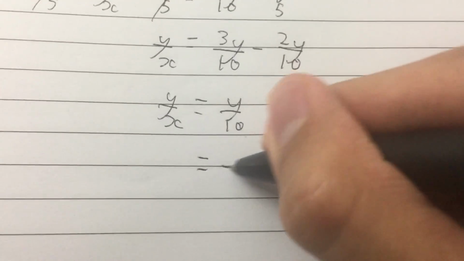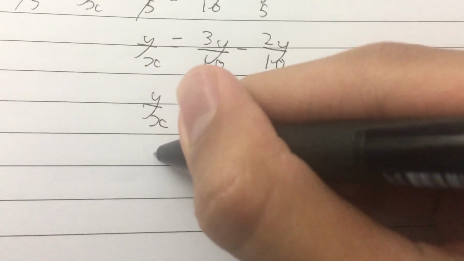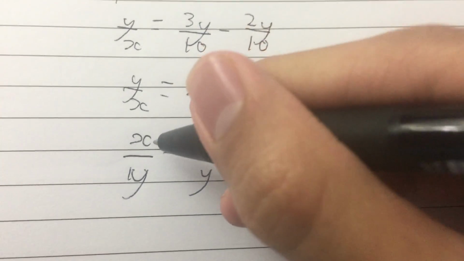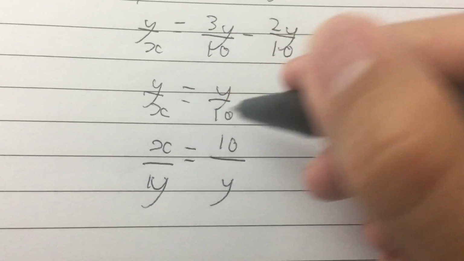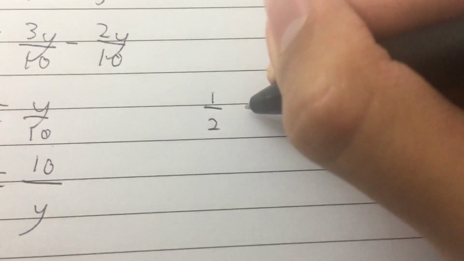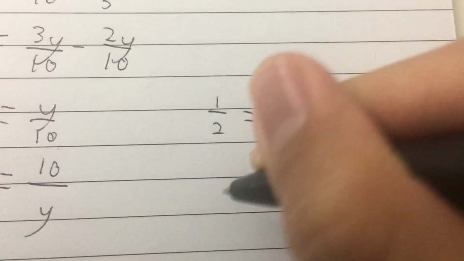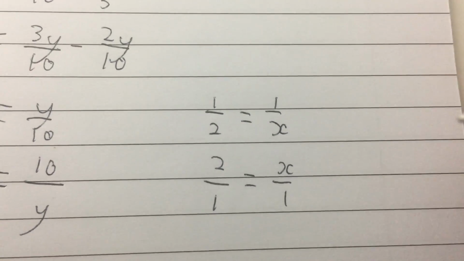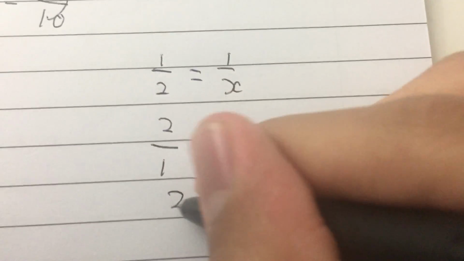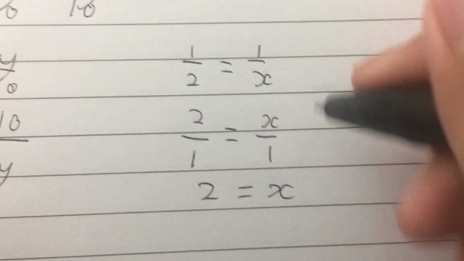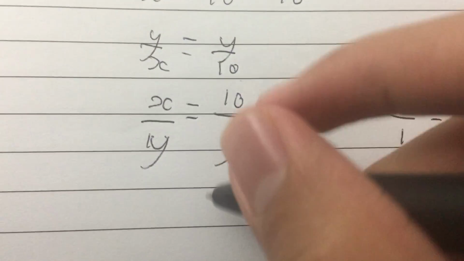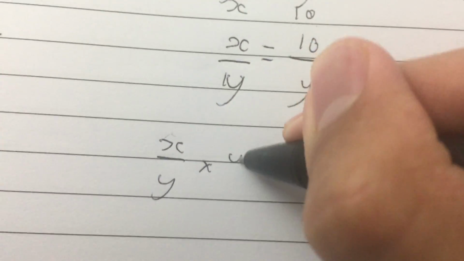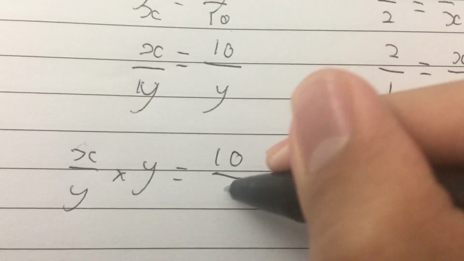What we can do is actually swap it out so that y is on the bottom, x over y, 10 over y, because it's the same thing. Like, let's say 1 over 2 is 1 over x, we can do the same thing with 2 over 1, x over 1, and then we can just get 2 equals x. They're the same thing. So then we can just remove the y's using x over y times y, 10 over y times y.